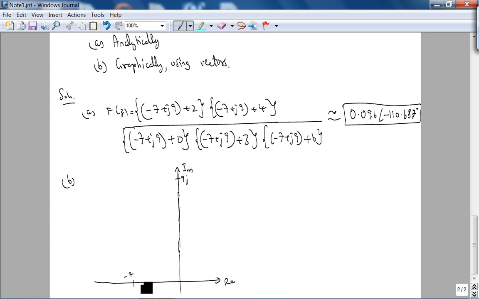We got a pole at negative 6, zero at negative 4, pole at negative 3, zero at negative 2, not bad, and then a pole at 0, okay? So here is our point. So now what we can do is we can look at the vectors from the corresponding poles and zeros. So here's one vector.